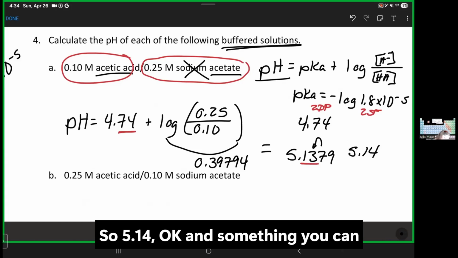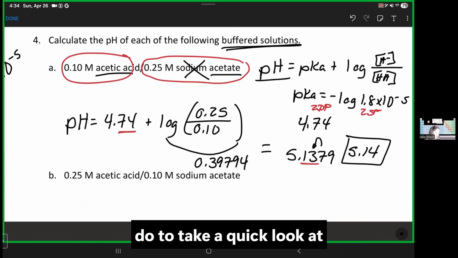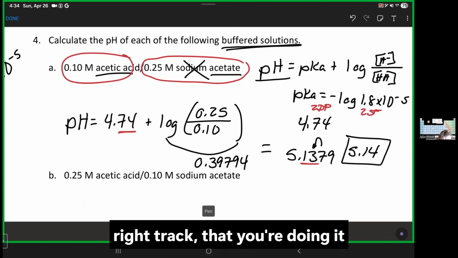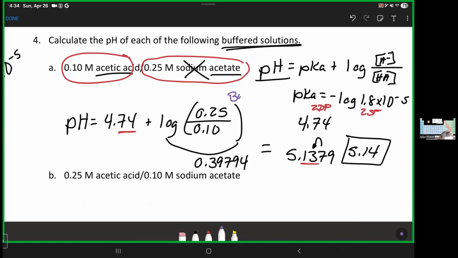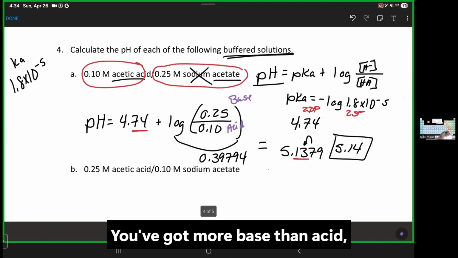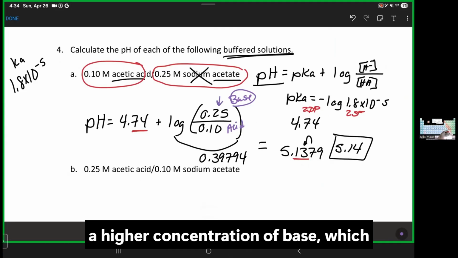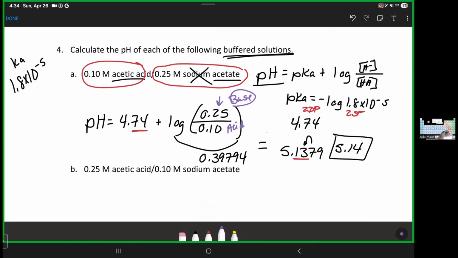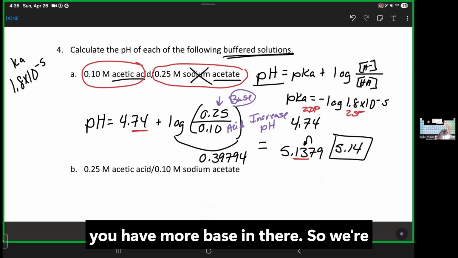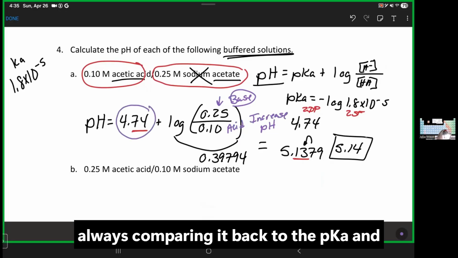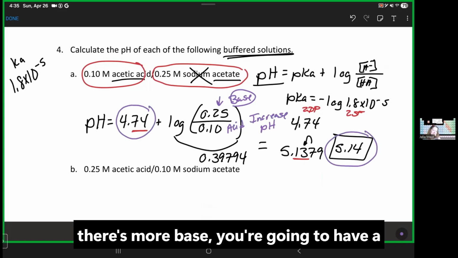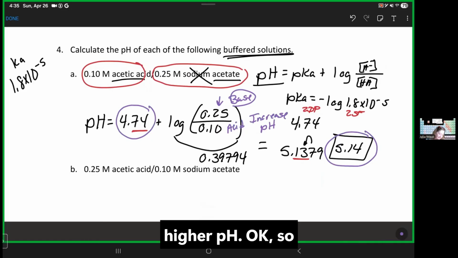So 5.14. Okay. And something you can do to take a quick look at this to make sure you're on the right track, that you're doing it correctly. Since this is your base and this is your acid, you've got more base than acid, a higher concentration of base, which means that it should increase the pH. Your pH should go up because you have more base in there. So we're always comparing it back to the pKa, and my pH went up. So I probably did that correctly. It makes sense. If there's more base, you're going to have a higher pH.